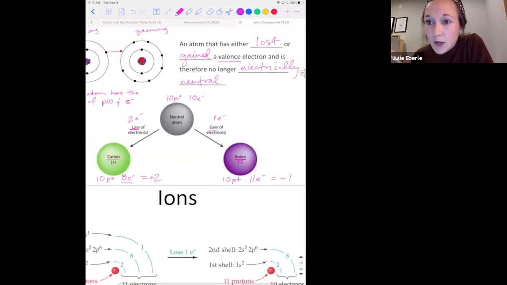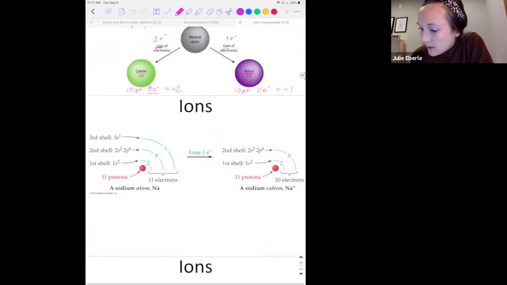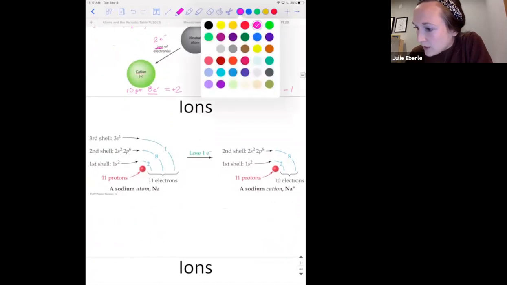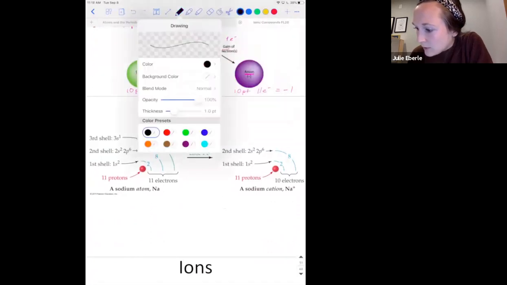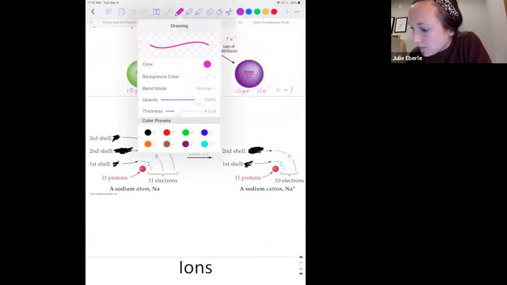Questions on ions so far? Okay. All right, let's keep going. There's a couple things on this slide that you can totally ignore, and that is these things. We were doing electron configurations, but you don't need to know any of this for what we're talking about.